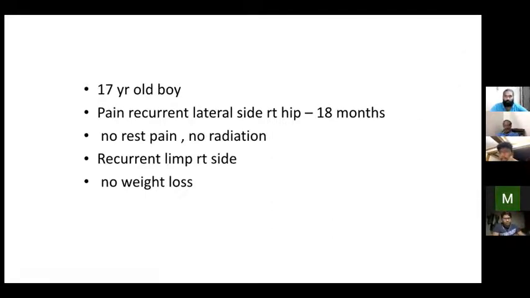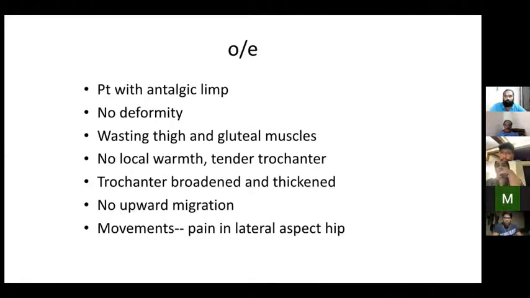Okay, sir. This case is a 17-year-old boy with recurrent pain over the lateral side of the right hip since 18 months. No rest pain, no radiation, recurrent limp over the right side, and there is no history of weight loss. Okay, right. Move to the next slide. And on examination, he has got pain.